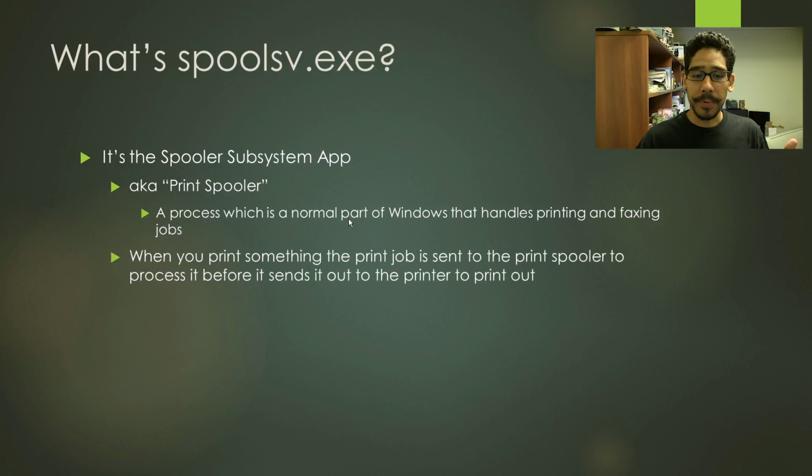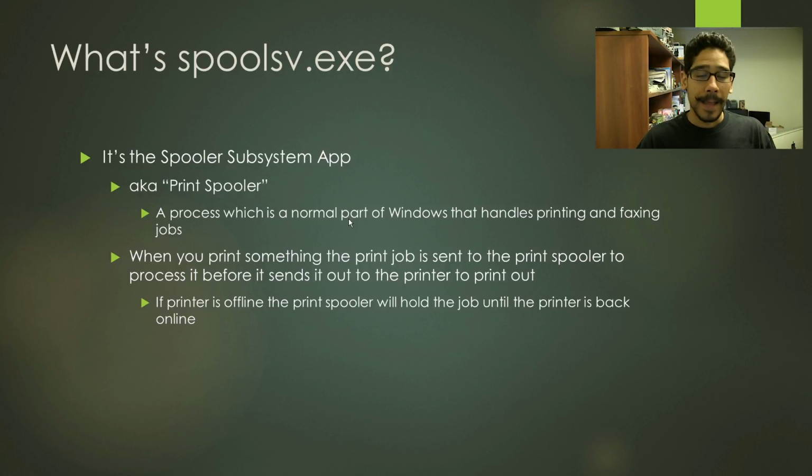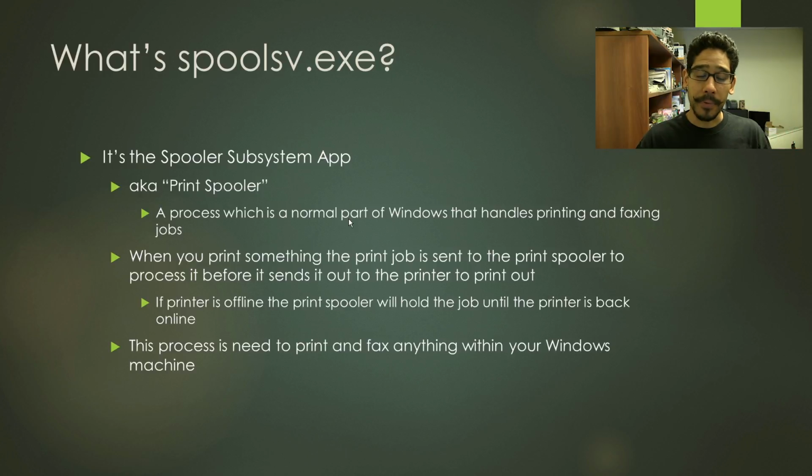When you print something, the print job is sent to the Print Spooler to process it before it actually sends it out to the printer to print it out. Now, if the printer is offline, the Print Spooler will keep it held until it's actually online and it will shoot out the print job. The process is needed to print and fax anything within your Windows operating system.